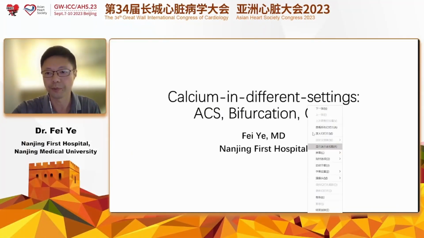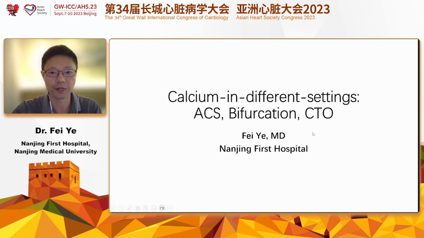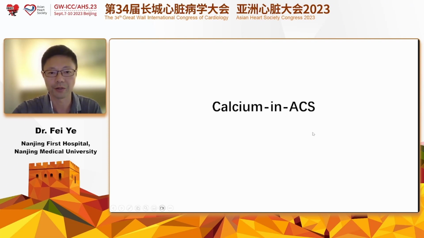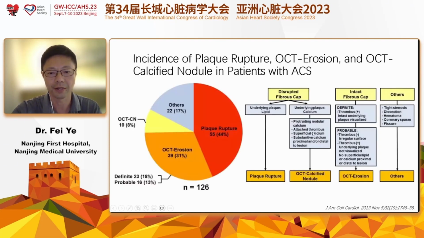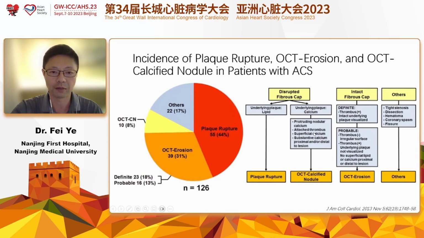So it's my honor to be here to discuss calcium in different settings: ACS, bifurcation, and CTO lesions. First of all, ACS. 10 years ago, there was a paper published on the culprit lesion of ACS in patients with ACS. There are three major culprit lesion characteristics: one is rupture, another is OCT erosion, and the OCT calcification.